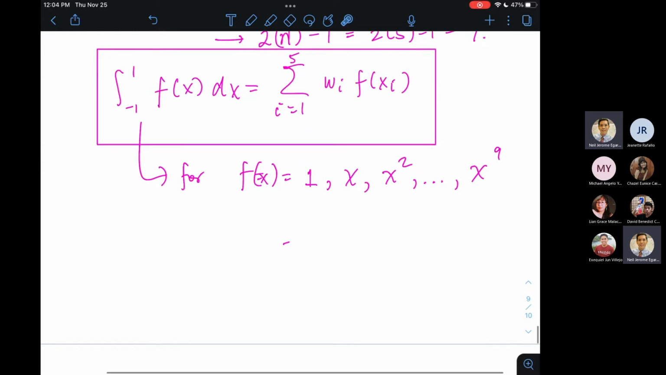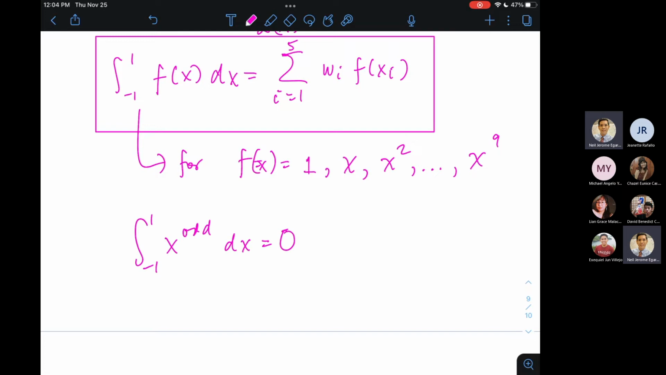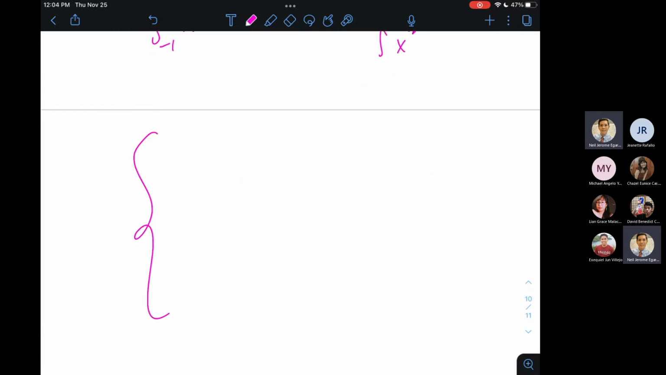Tapos doon mabubuo yung 10 by 10 na system. So, in the exercise, you're expected to show ano yung 10 by 10 na system. Okay? Pero hindi nyo naman kailangang isulat yung lahat ng detalye. Halimbawa, alam na natin ang integral ng isang odd power dx ay equal kay 0. So, ang kailangan nyo na lang i-solve by hand yung integral ni 1 dx from -1 to 1, integral ni x squared, integral ni x to the 4th, x to the 6 hanggang x to the 8. So, makukuha nyo yung mga natitirang equation. So, isulat nyo lang yung system of equations.